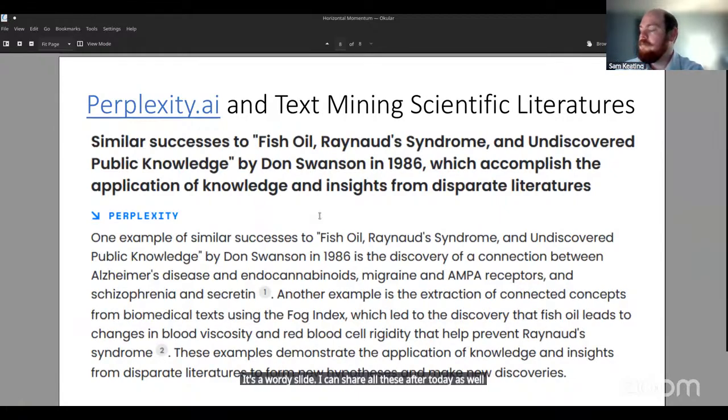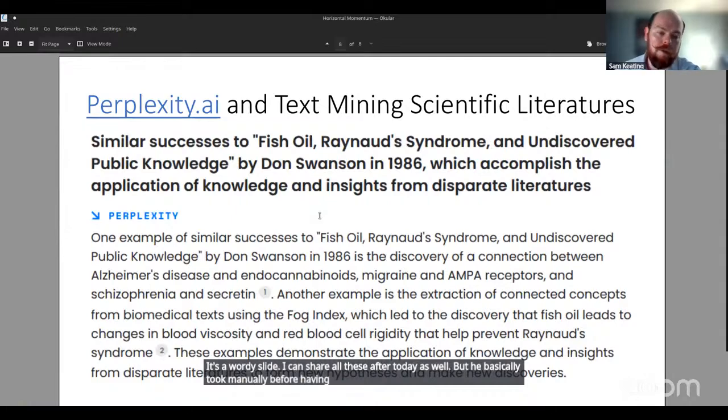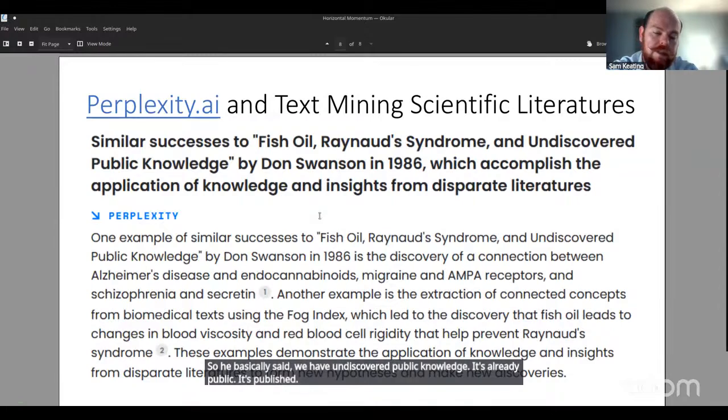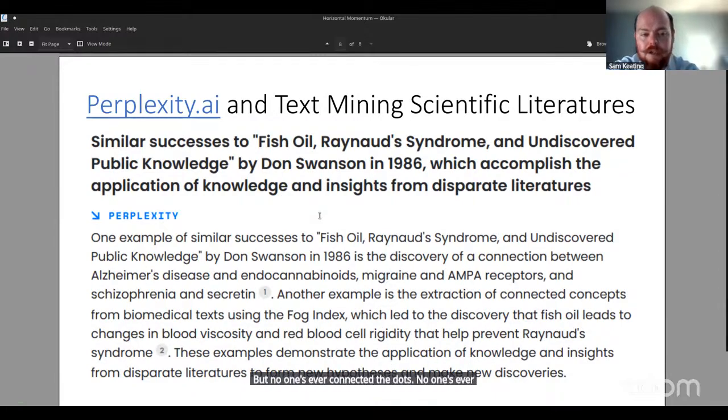But he basically took manually, before having computational frameworks to help automate it for him, he found that fish oil and Raynaud's syndrome both describe very overlapped human physiology. And it's unique versus contexts that don't involve either of those two niches. But the two disparate literatures didn't know about each other, hadn't referenced or commented on each other. So he basically said, we have undiscovered public knowledge. It's already public, it's published. But no one's ever connected the dots. No one's ever entertained the possibility to question it and look synergistically.